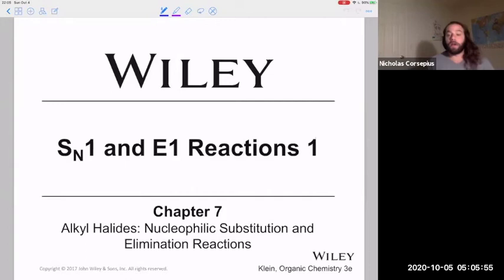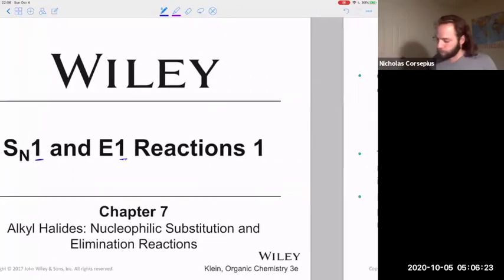All right, so we went over a concerted substitution reaction mechanism and a concerted elimination reaction mechanism, and it would be great if we were done there, but unfortunately we've got two more reaction mechanisms to go over. This is the SN1 and E1 reaction mechanisms. They're obviously going to be very useful, but one key difference being instead of SN2 and E2, it's SN1 and E1. So what does that mean?